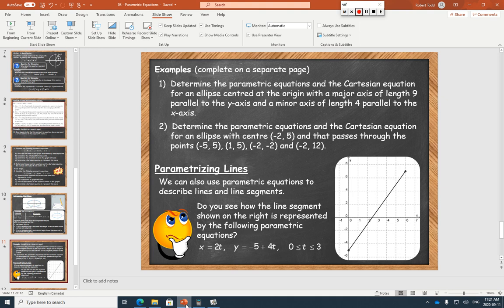Can you see how this line segment shown on the right is represented by the following equations? Well, if I sub in 0, I get 0, -5. If I sub in 3, I get 6, 7, which is the endpoint. So you can do it with lines as well. Compared to ellipses and circles, it's actually pretty straightforward. And coming up with the equations, I don't know if I really have a system for parameterizing lines. I just sort of play with it until I get what I want.